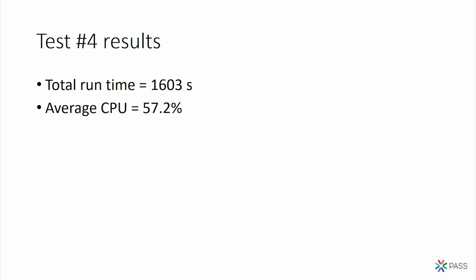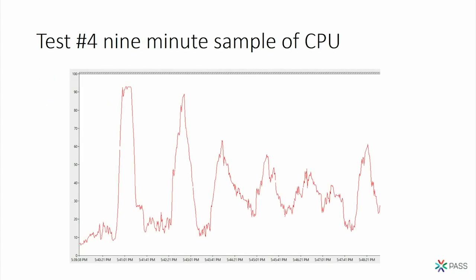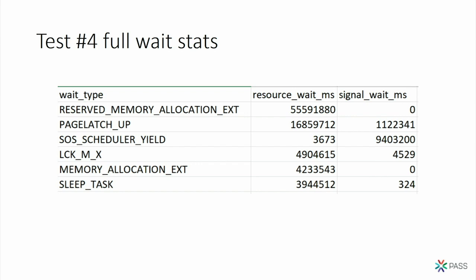Okay, it's a little faster. Knocked off a few minutes. 1,600 seconds. CPU spikes a bit higher, but it's very unstable. I'm not using enough CPU. I still have a CPU problem, not enough CPU. It's gotten better, right? There's less waiting, but I still have this reserved memory allocation ext wait. I also wish that Microsoft made the name shorter, just repeating reserved memory allocation ext wait over and over again.